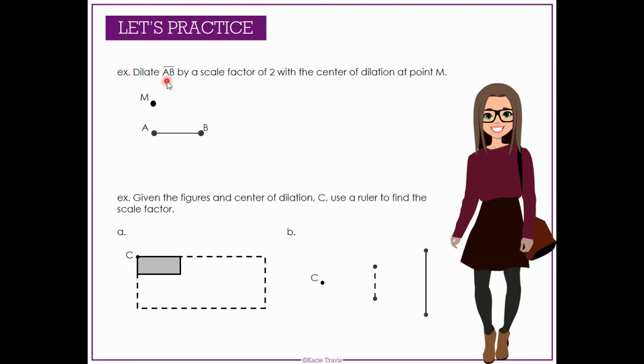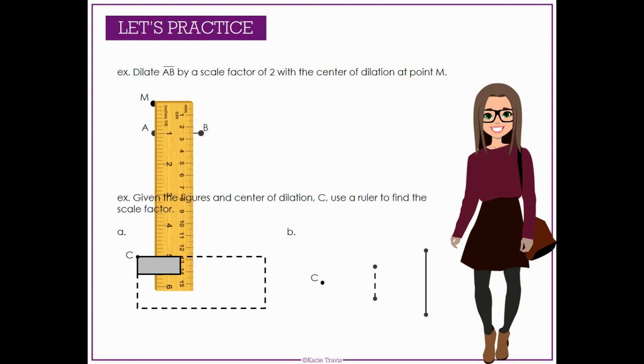We are dilating AB by a scale factor of 2 with the center of dilation being at point M. So when we are dealing with this, our shape is either going to get closer to M or further away from M. And then for this whole line AB, when we dilate it, we have to pay attention to what the scale factor is. The scale factor here is greater than 1, which means that this line is going to get bigger.